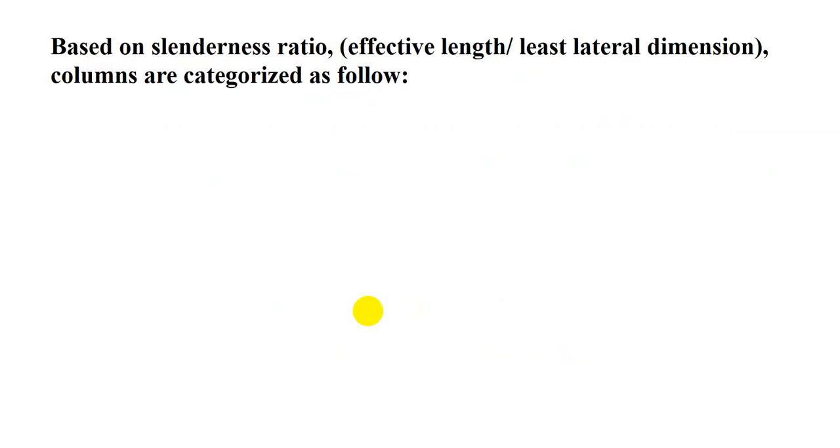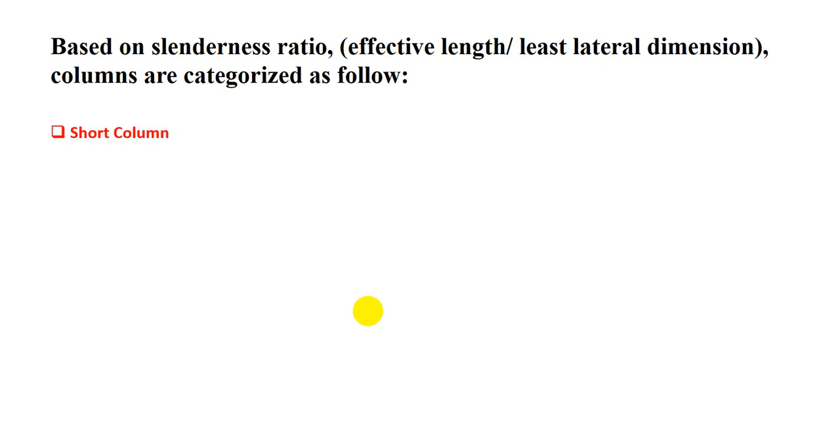So based on slenderness ratio, effective length divided by lateral dimension. What is slenderness ratio? Slenderness ratio is the ratio of effective length and lateral dimension, I mean least lateral dimension. I'll discuss that later. So columns are categorized as follows.